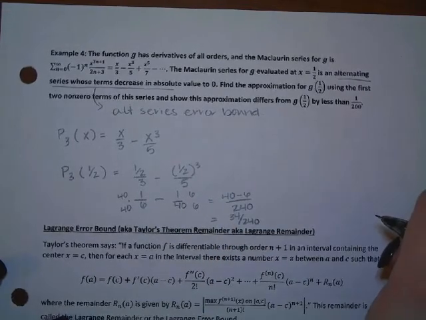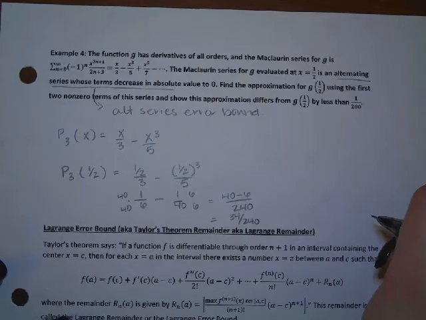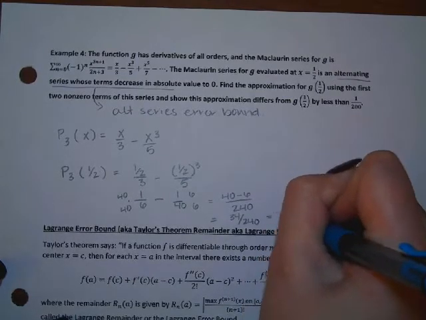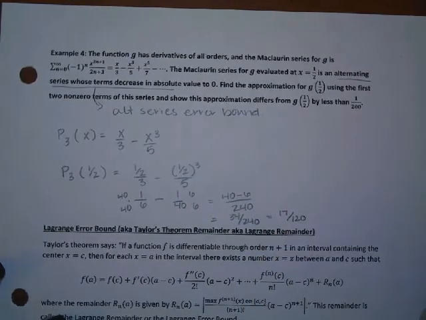But we could simplify it. What would it be? Half of 34 is 17. I don't think it's going to reduce. So 17 over 120, I think, is about as simple as it's going to get. So that's the approximation.